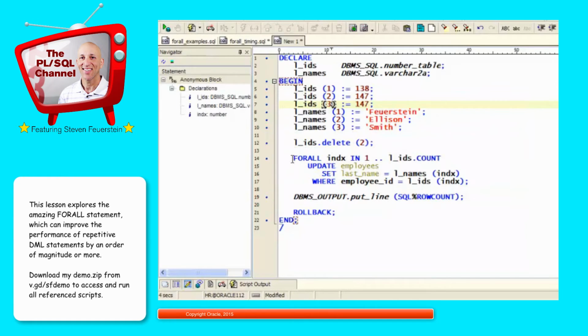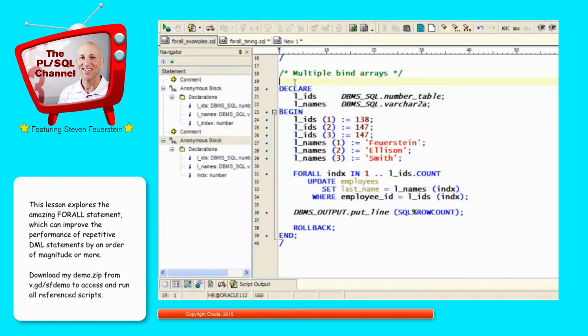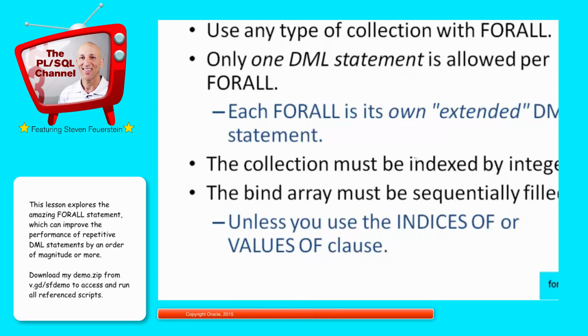So when you're using the FORALL index IN low TO high, in other words, the same thing as the numeric header, you have to make sure that every element between first and last is defined. And if you have gaps, FORALL will raise errors. The way to get around that is using INDICES OF and VALUES OF, which is coming up.